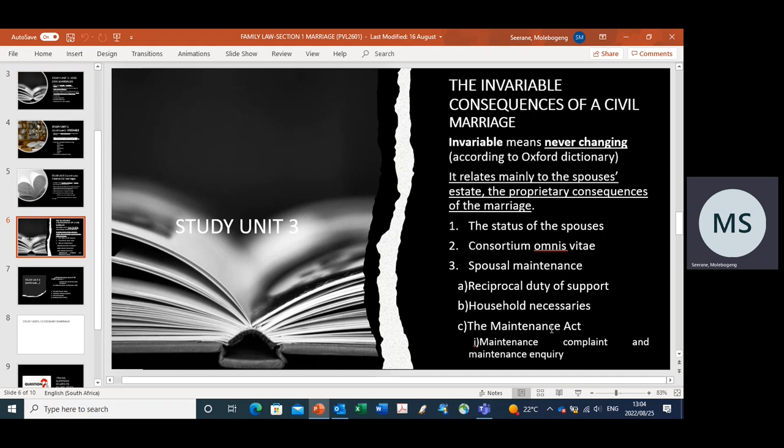We move to the Maintenance Act. The Maintenance Act does not cover maintenance between spouses, but it incorporates any matter where a person might be entitled to maintenance, which also includes partners in a life partnership who agreed to maintain each other.